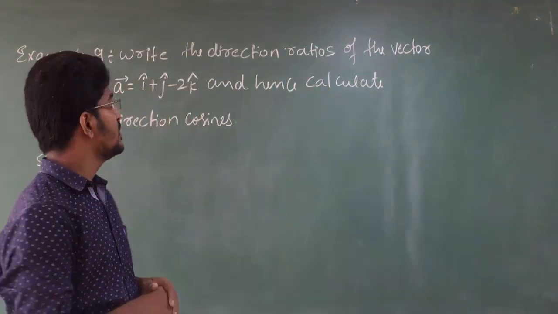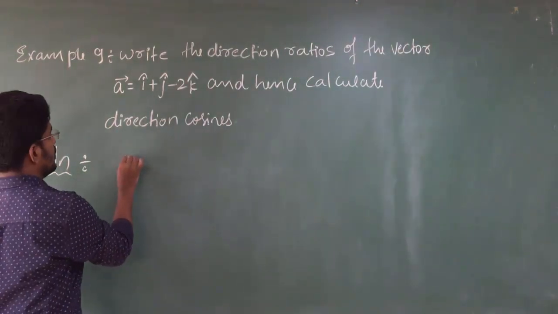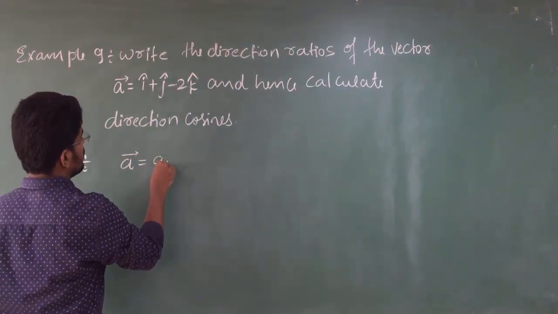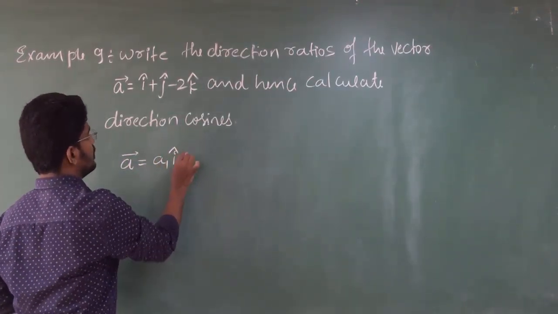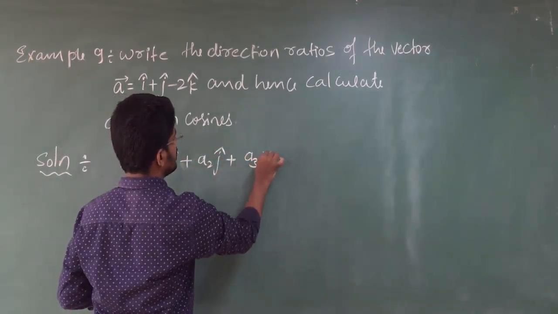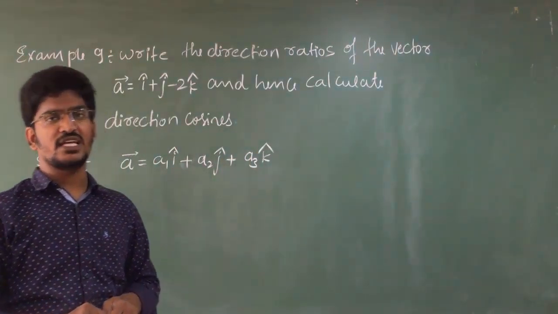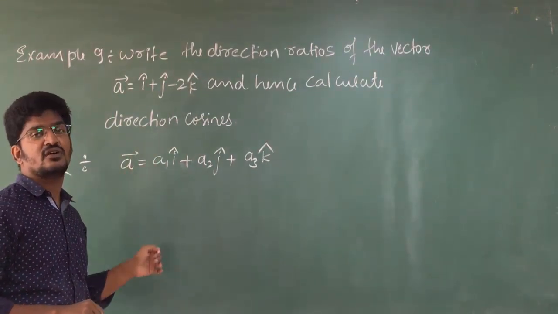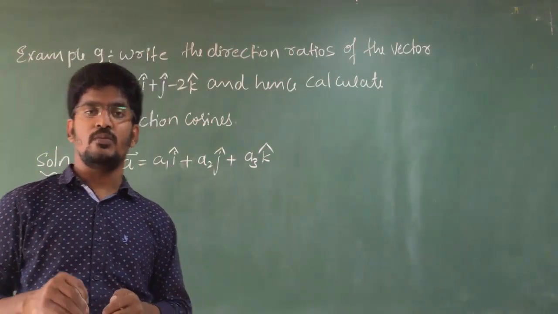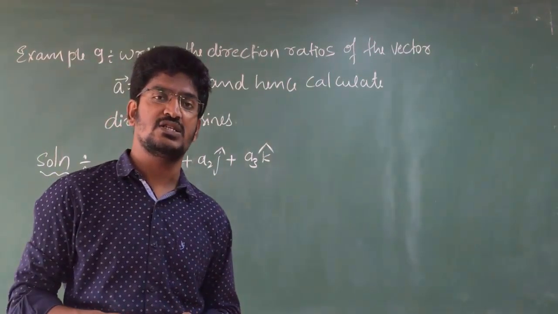You listen carefully. If I take one vector A is equal to a1 i cap plus a2 j cap plus a3 k cap. This is one of the vectors. Let us consider, for example, after understanding the direction ratios and direction cosines, you yourself are going to solve this problem. Okay, for that reason, you first understand what are the direction ratios and direction cosines.